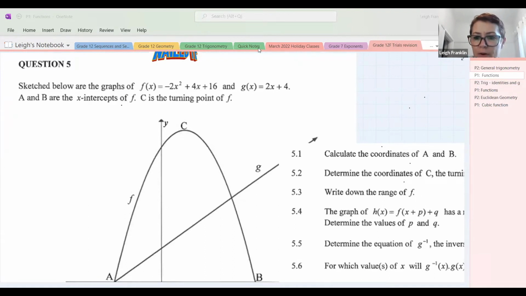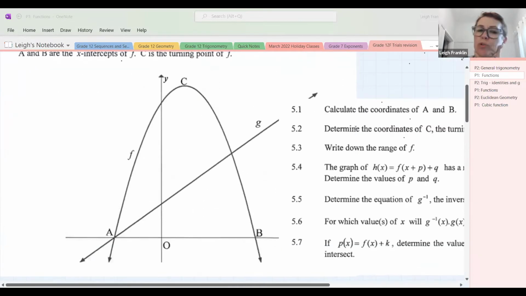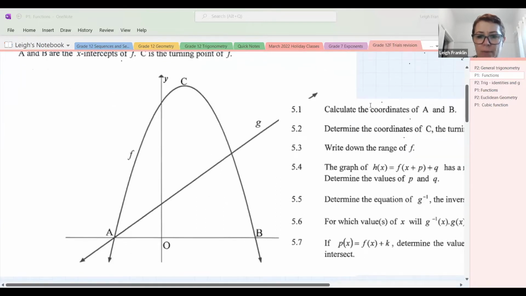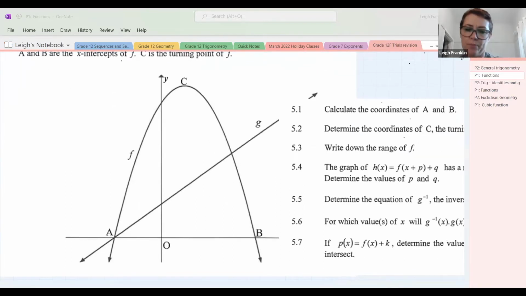The first thing that they're asking us to do is to calculate the coordinates of A and B. So what do A and B represent? You can put your answers into the chat. What do A and B represent? Points A and B represent what? What do we call those points? That's it, x-intercepts. Lovely, everybody.